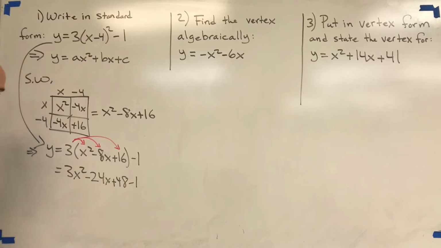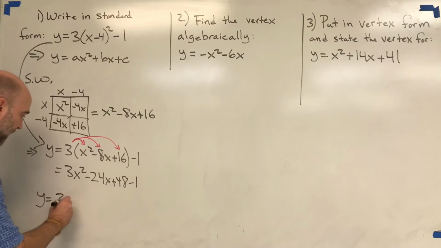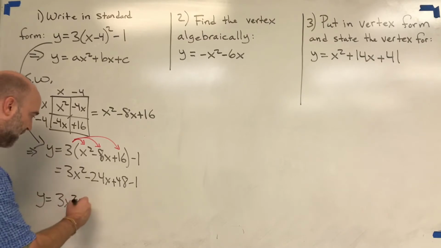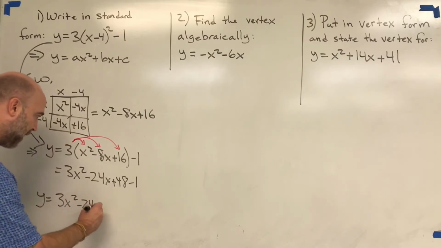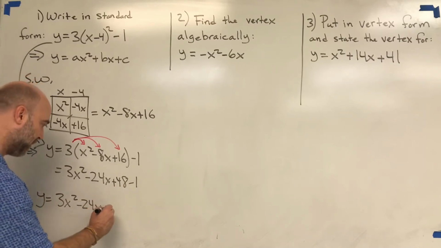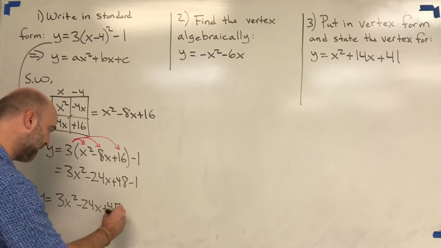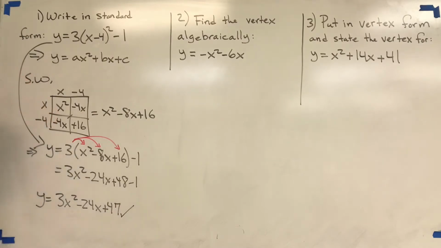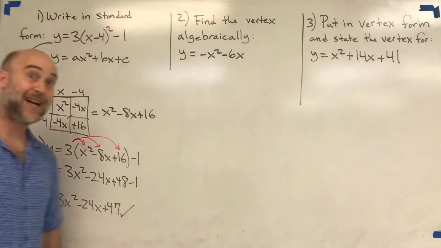And it looks like we're almost done. So y equals 3x squared minus 24x, and these combine to be 47. Plus 47. Check. All right. Write in standard form. Check. So descending order. Got it.